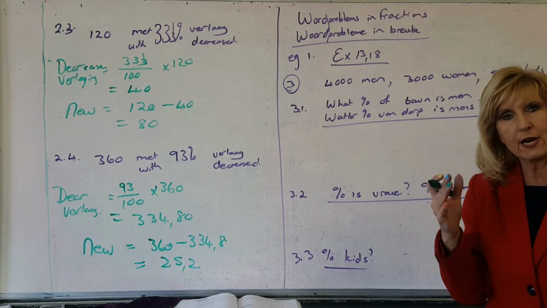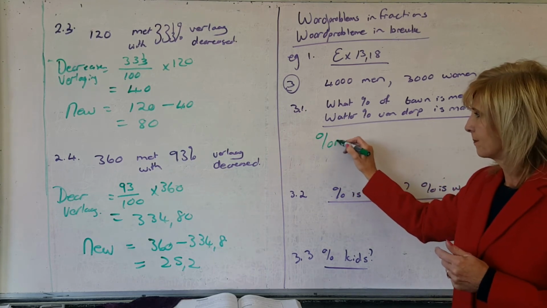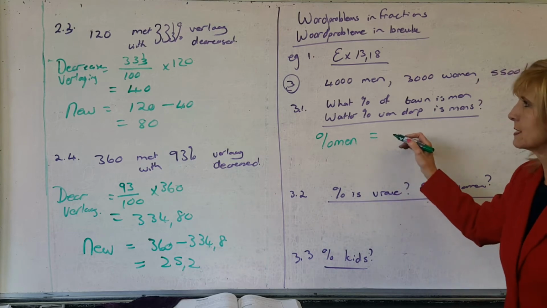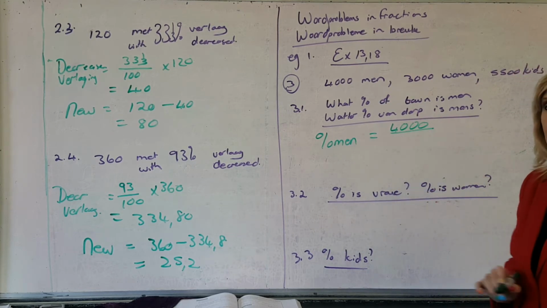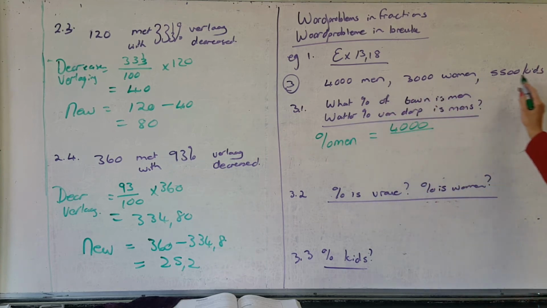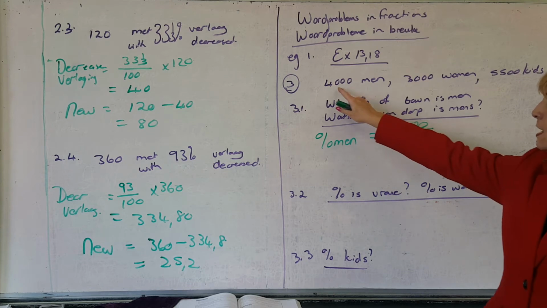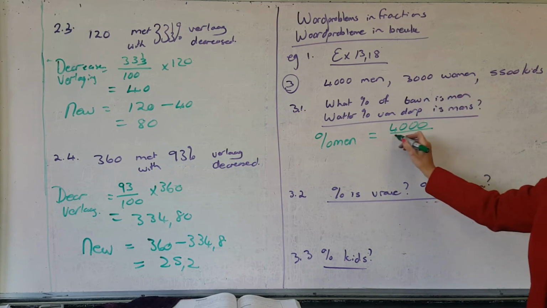So dis presies wat ons gedoen het. Jy moet nog steeds weet hoe werk die persentasie uit. So the percentage of men is, die persentasie mans is die 4000 uit die moontlike totaal. What was the total amount in the whole city or town? That it was 4,000 and 3,000 and 5,500 gives me 12,500.